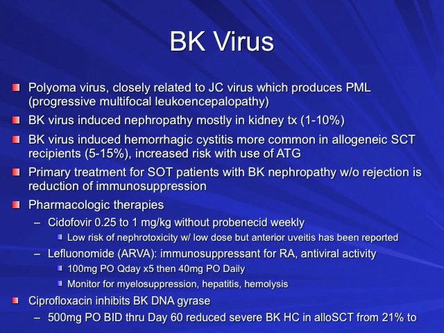And for solid organ transplant patients with BK nephropathy, without rejection, the number one treatment is to reduce immunosuppression. As far as pharmacological therapies, we have low-dose cidofovir without probenecid. We have a low risk of nephrotoxicity at these doses, but anterior uveitis has been reported in these patients. Or alternatively, we can use leflunomide, Arava, which is immunosuppressive for rheumatoid arthritis, but has antiviral activity. We have to monitor these patients for myelosuppression, hepatitis, or hemolysis.